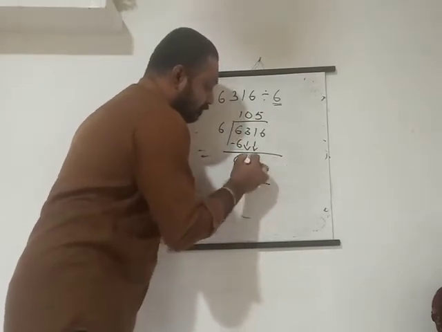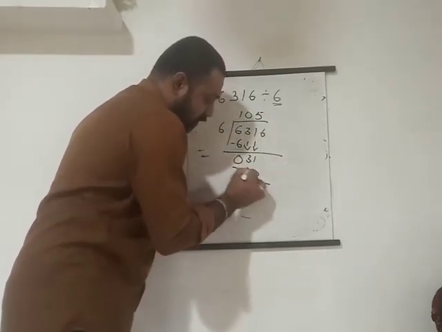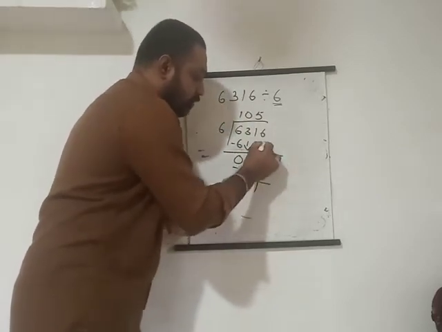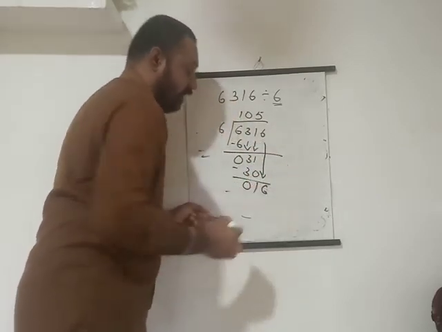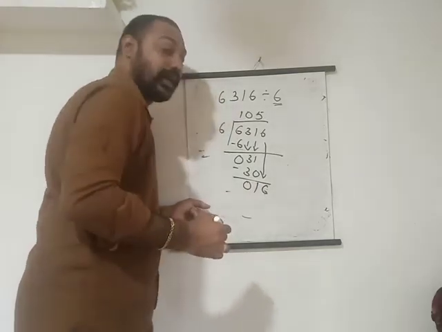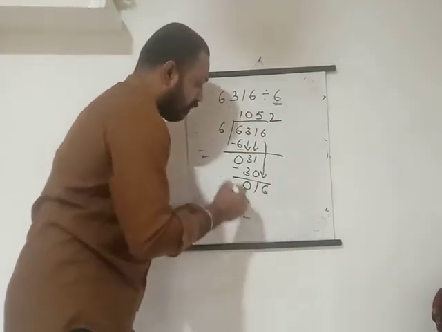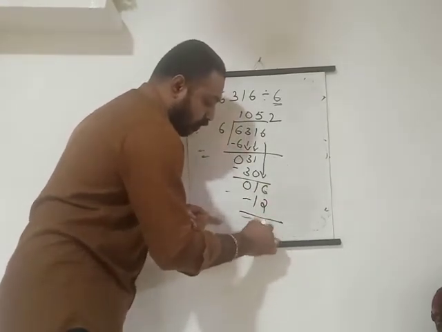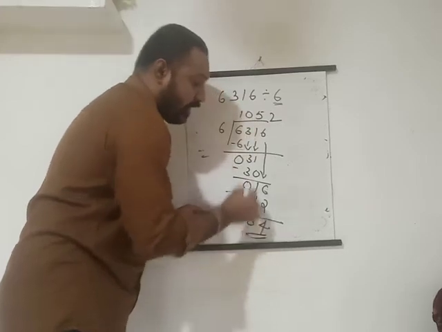Then subtract: 1 minus 0, 1; 3 minus 0, 0. Okay, 6 we cannot do. So I am writing the next number, 16. 1 6 are 6, 2 6 are 12, 3 6 are 18. So 2 6 are 12. We write 6 minus 2, 4; 1 minus 1, 0. So this is the answer.